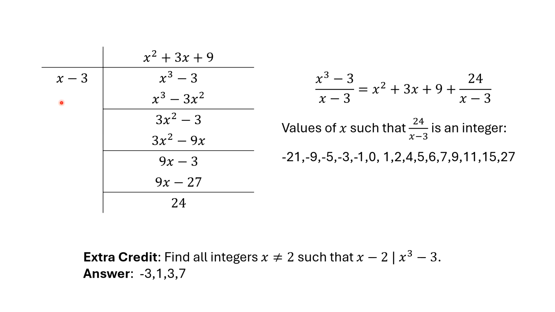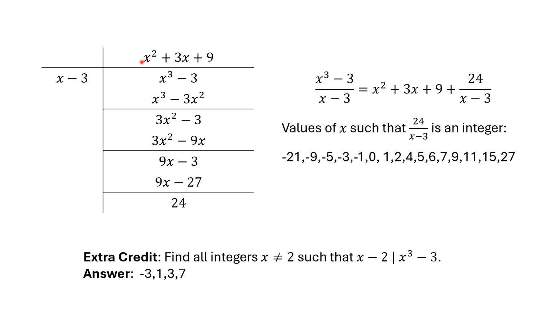So let's make use of our hint from the previous slide. We divide x minus 3 into x cubed minus 3, and I'm kind of showing you the whole solution here, but you go one step at a time. First, you see what's the largest thing you can multiply times x minus 3 and not exceed this, or at least not exceed this first term here. So we multiply x squared times x minus 3. We get x cubed minus 3x squared. We subtract this from here. We eliminate the x cubed. We get 3x squared, and we bring down the minus 3.